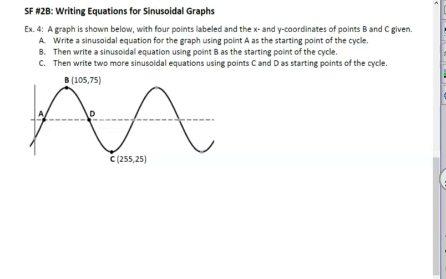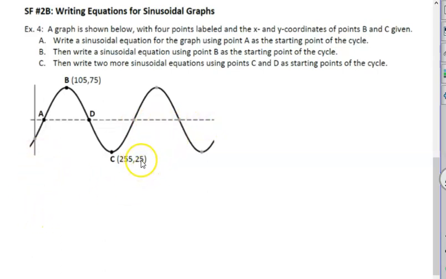Sometimes when we want to write an equation for a sinusoidal graph, we're given limited information. So how do we deal with only getting some coordinates for two different points, a high point and a low point, and nothing else labeled on the x and y axis? And notice there isn't even an x-axis here. This is the sinusoidal axis. The x-axis is way down here.